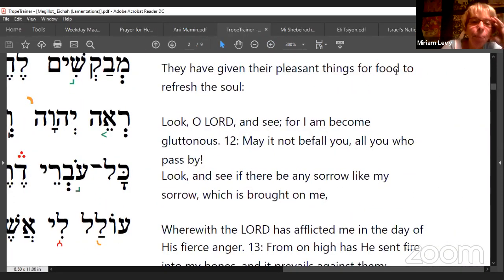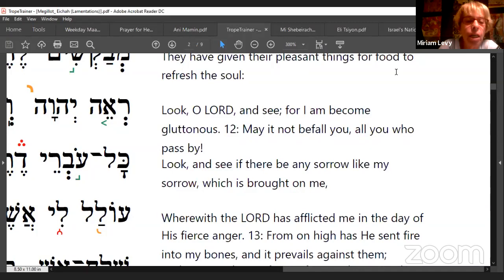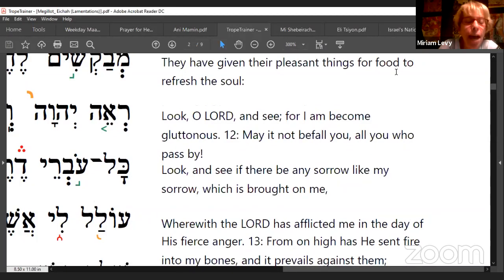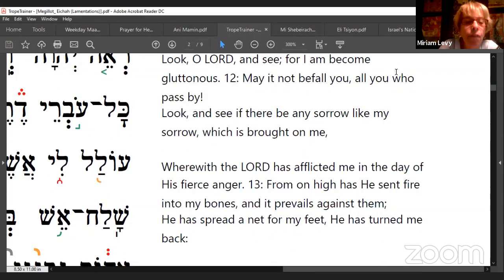They have given their pleasant things for food to refresh the soul. Look, O Lord, and see, for I am become gluttonous. May it not befall you, all you who pass by. Look and see if there be any sorrow like my sorrow which is brought on me, wherewith the Lord has afflicted me in the day of his fierce anger. From on high has he sent fire into my bones and it prevails against them. He has spread a net for my feet, he has turned me back.